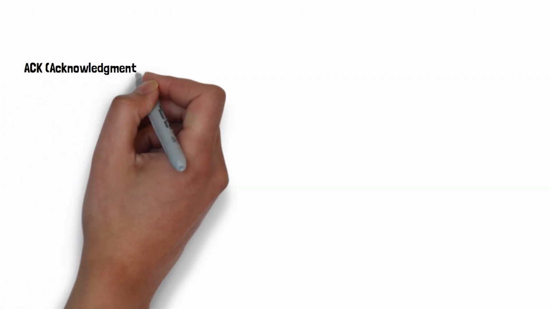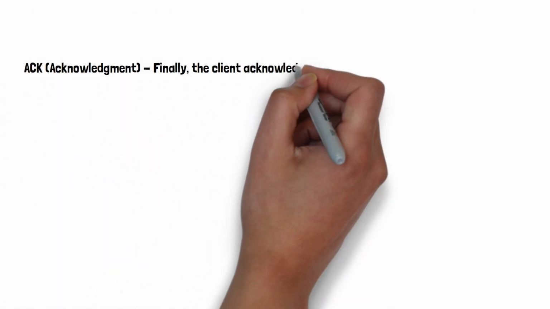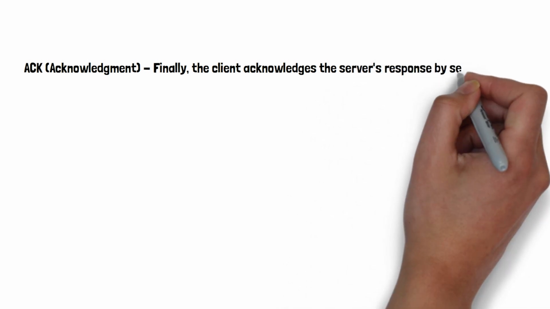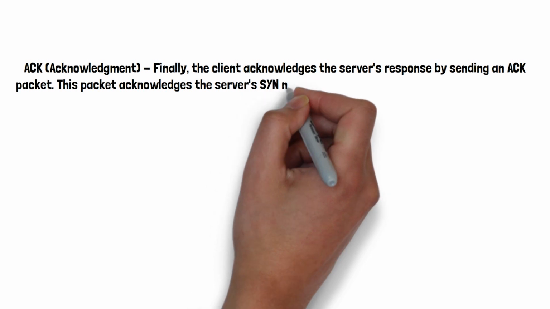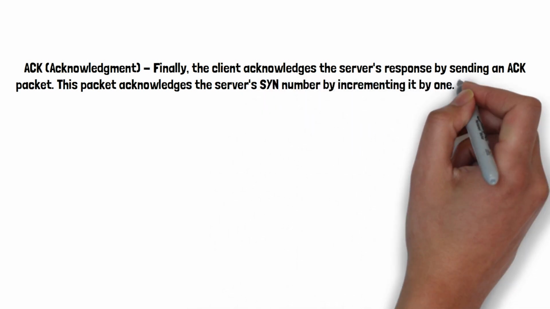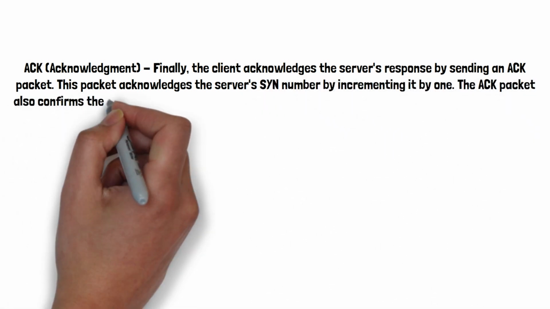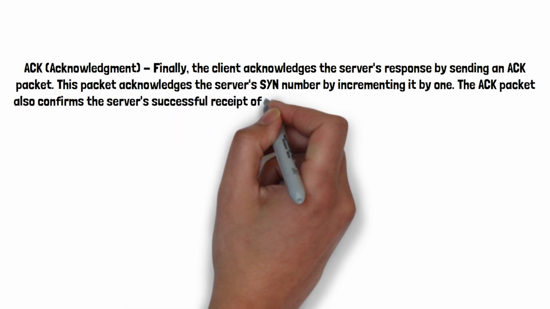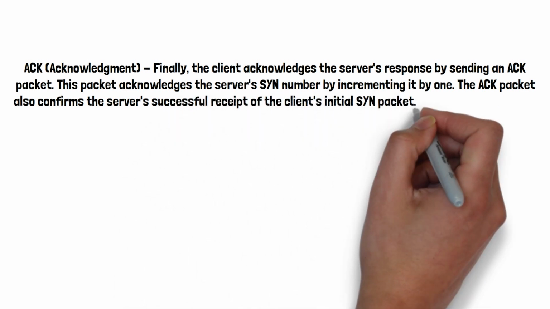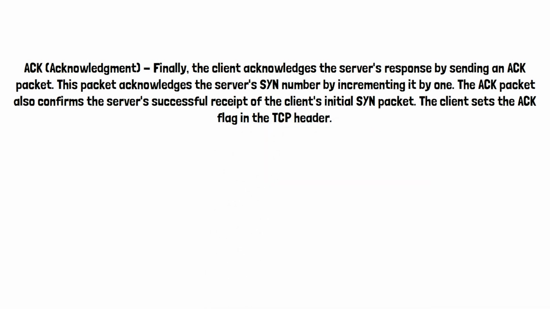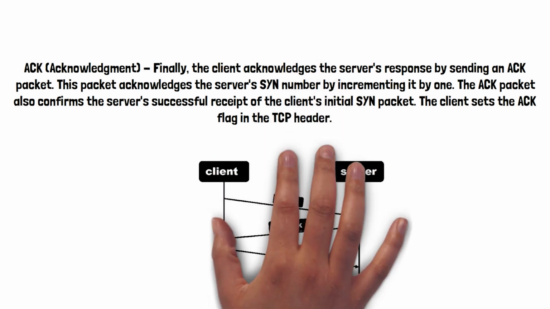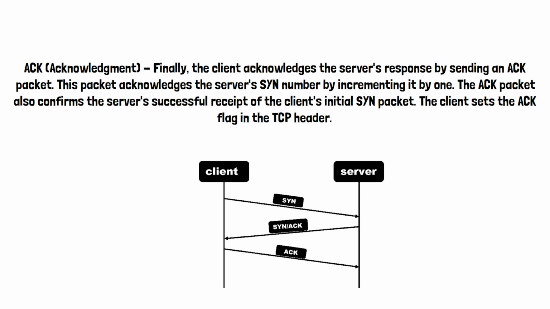3. ACK, acknowledgement. Finally, the client acknowledges the server's response by sending an ACK packet. This packet acknowledges the server's SYN number by incrementing it by 1. The ACK packet also confirms the server's successful receipt of the client's initial SYN packet. The client sets the ACK flag in the TCP header.